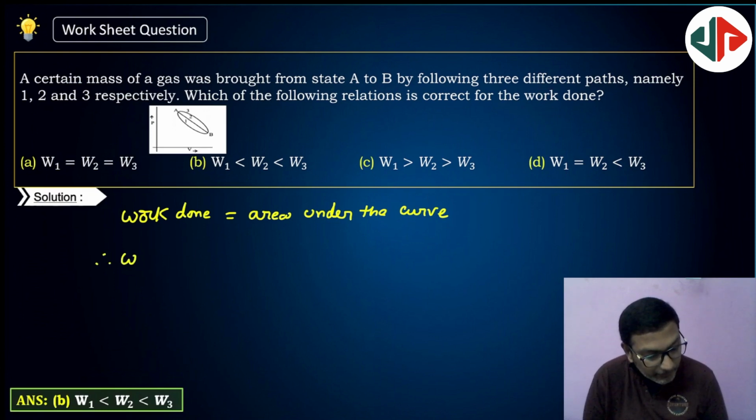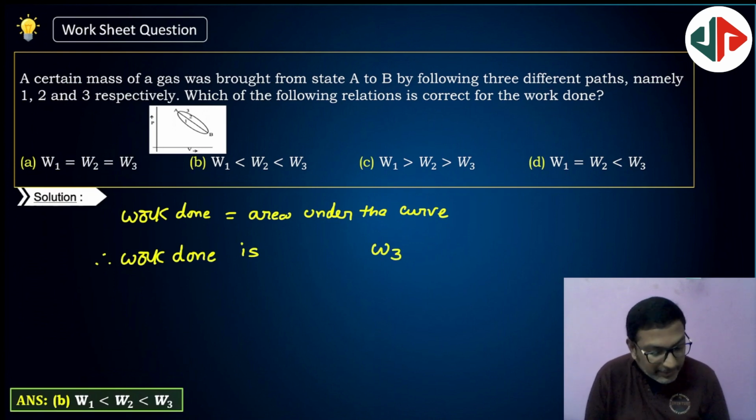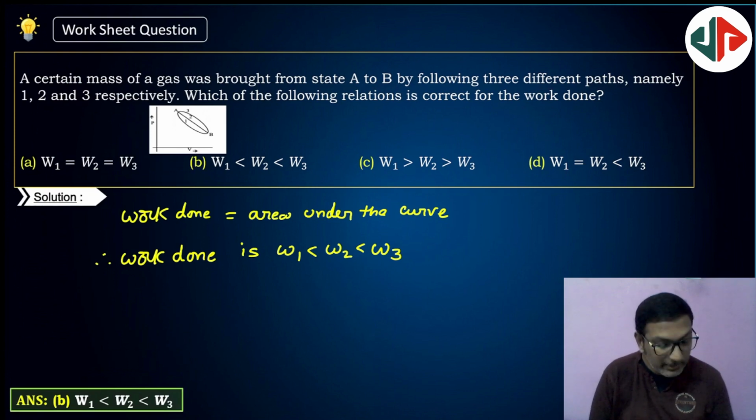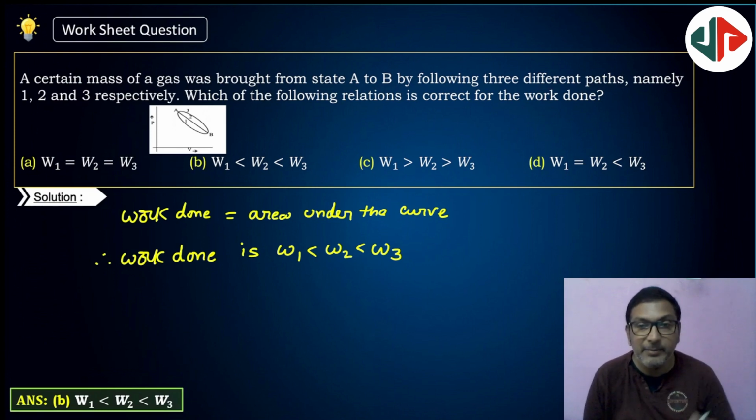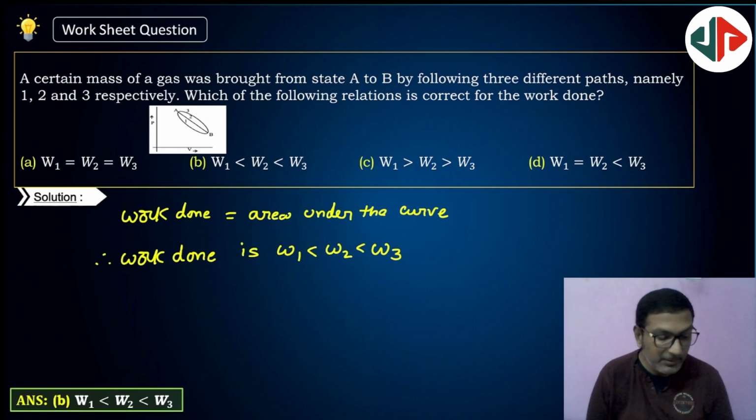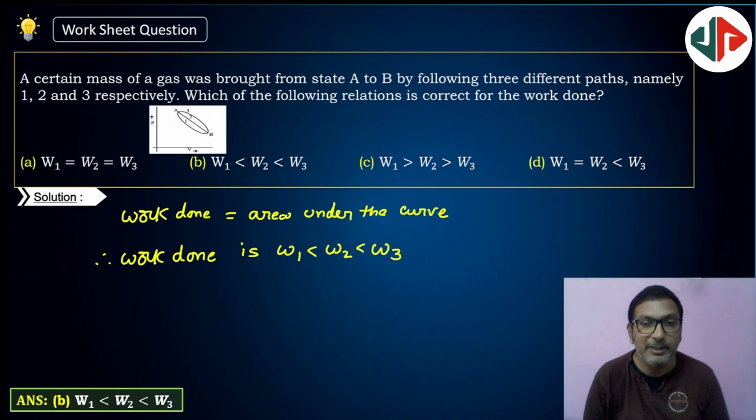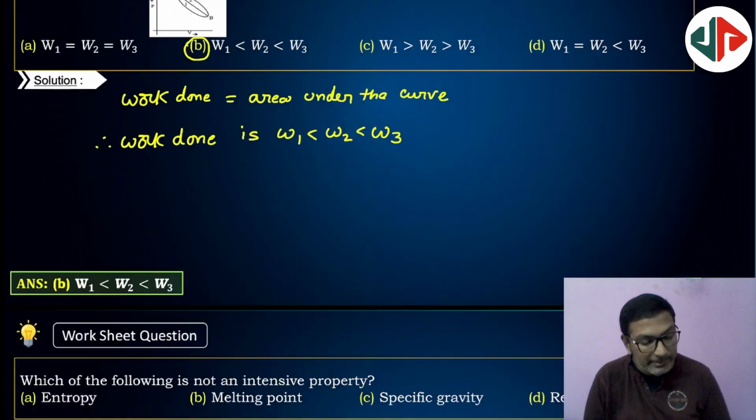Therefore, work done is maximum for 3, W3. Next medium for 2. Next minimum for 1, in increasing order of work. So for graph 3 there is maximum area, therefore maximum work. For graph 1 minimum area, therefore minimum work. So work done is W1 less than W2 less than W3. Option B. Next.